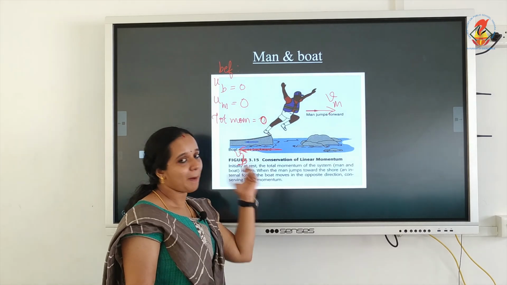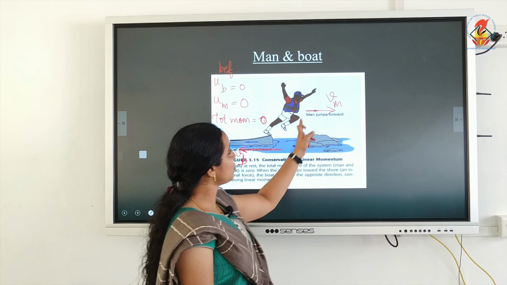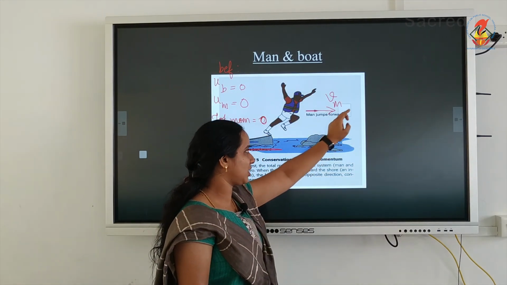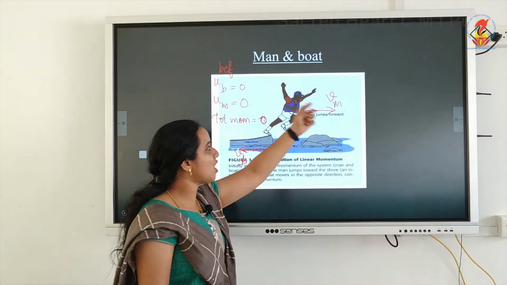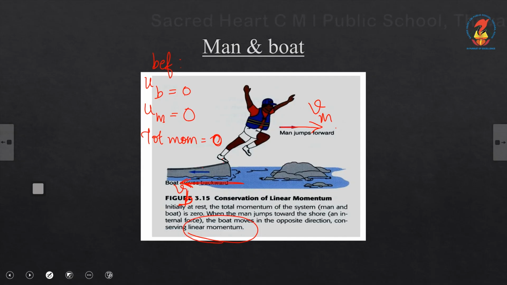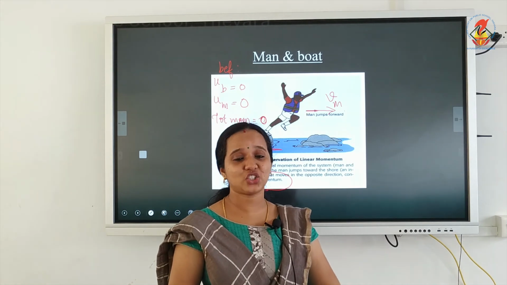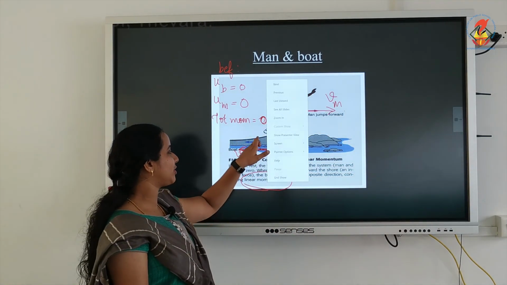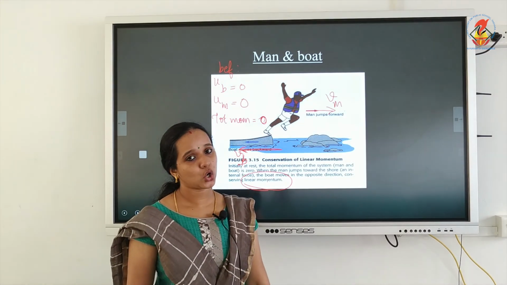The boat will move backward. That is according to Newton's third law. So the man will have a forward velocity and the boat has a backward velocity. So the velocities get adjusted so that their total linear momentum after jumping also gets conserved. In such a way, their velocities get adjusted such that the total momentum of the boat and the man after jumping remains a constant.